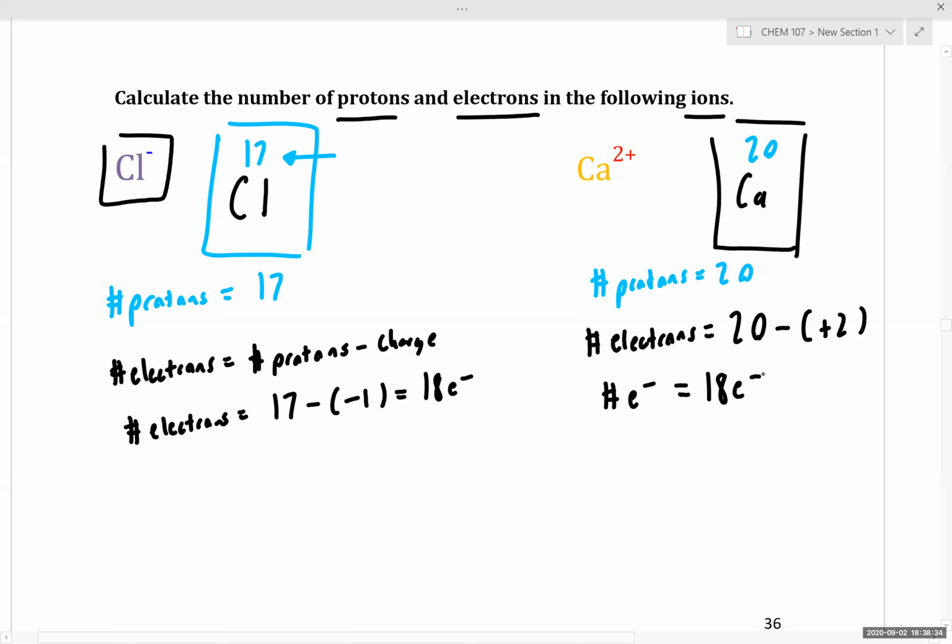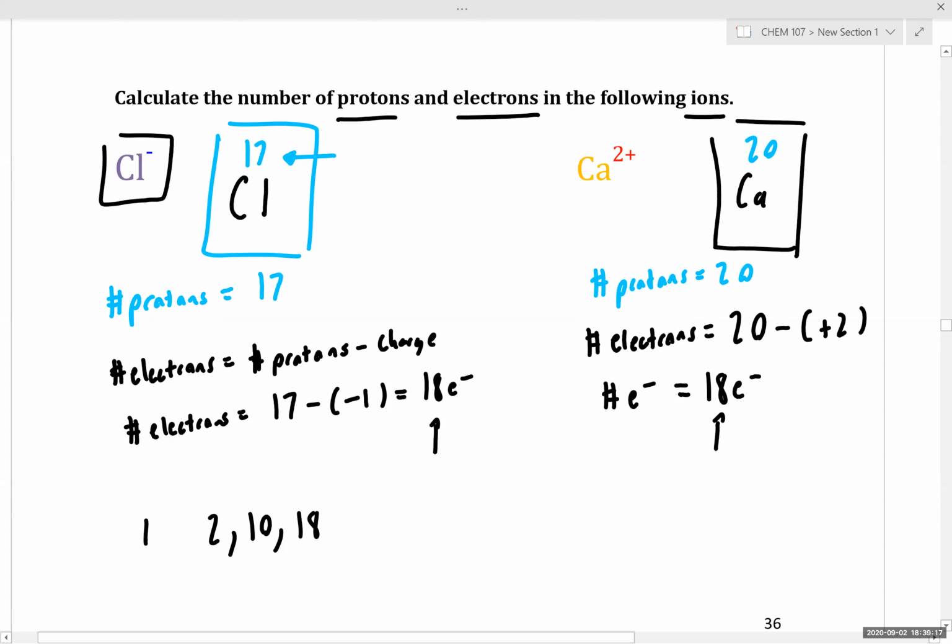Now, from these examples, does anyone notice a trend and something that seems a little strange for the number of electrons for all of these ions? How many electrons are we often seeing for our ions? What number of electrons comes up pretty frequently for a lot of our ions? 18, 10. So you may just want to take a note on this 18 electron idea. 2, 10, 18.